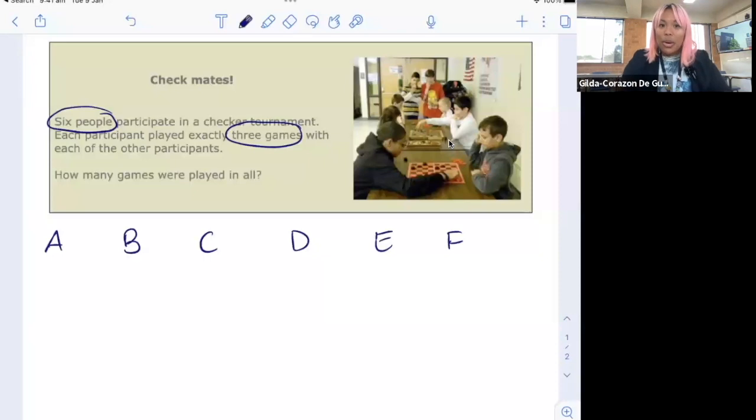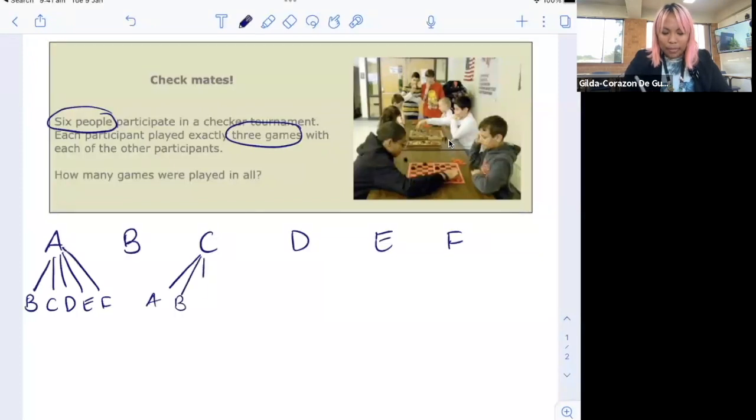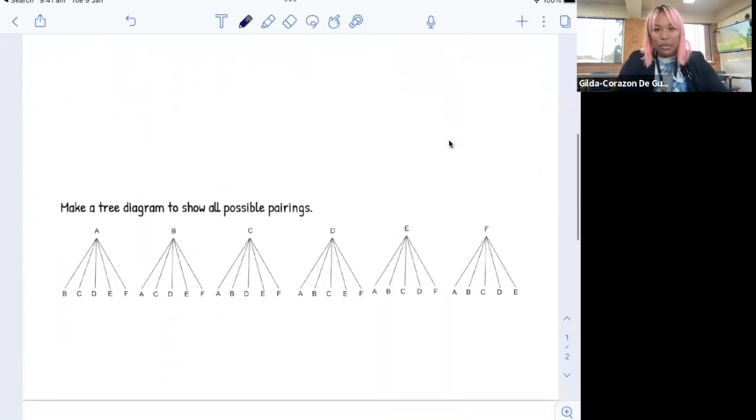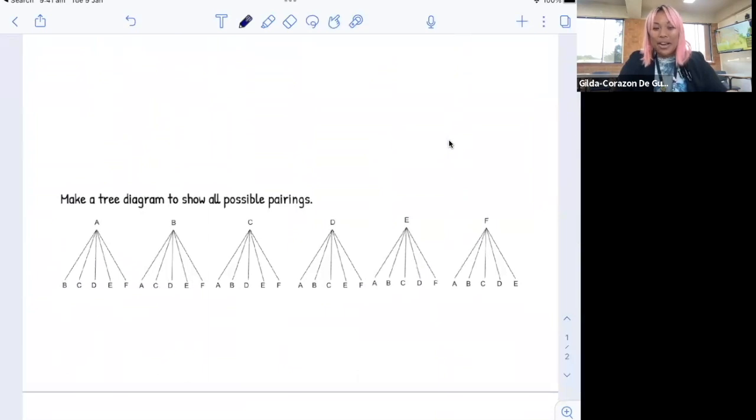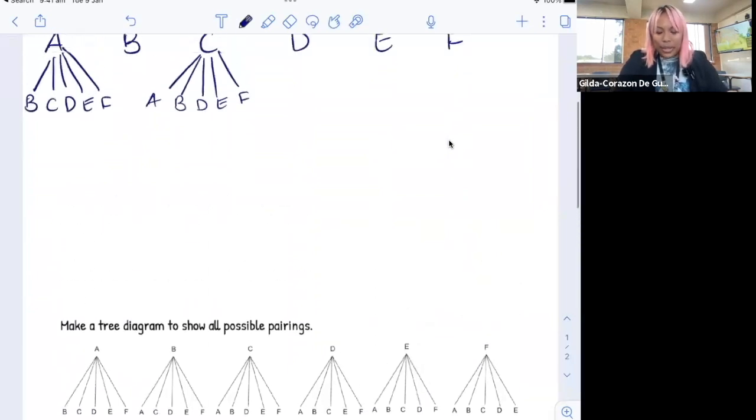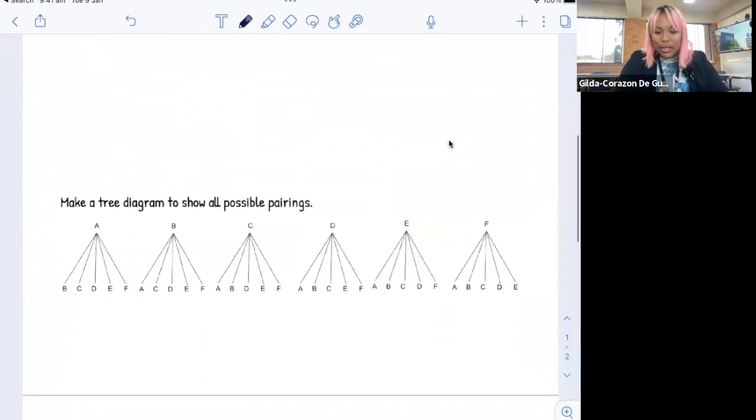If I was to represent that in a tree diagram, person A is going to verse person B and also person C, person D, E, and person F. I'm going to move it over a little bit just so that there's space. So person C will also verse person A, B, D, E, and F. And we can do that for all of them. If you were to draw out the whole thing, it would look like what's been prepared earlier, this tree diagram here.